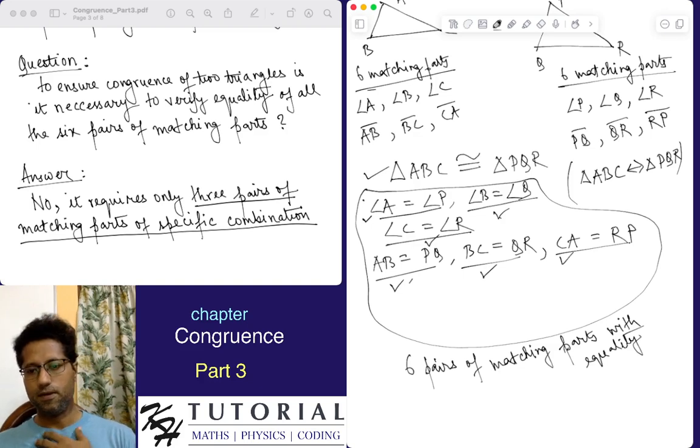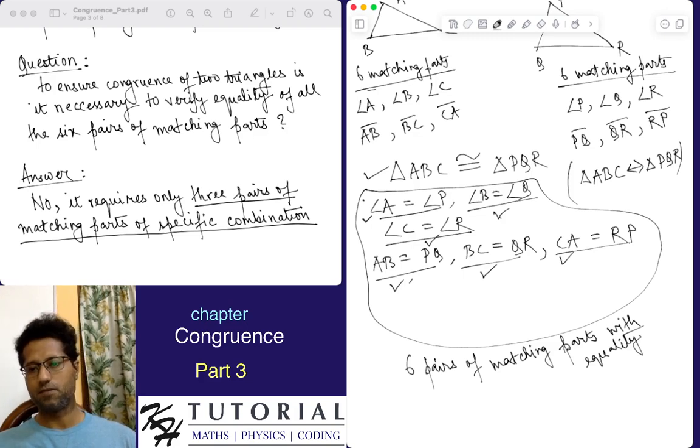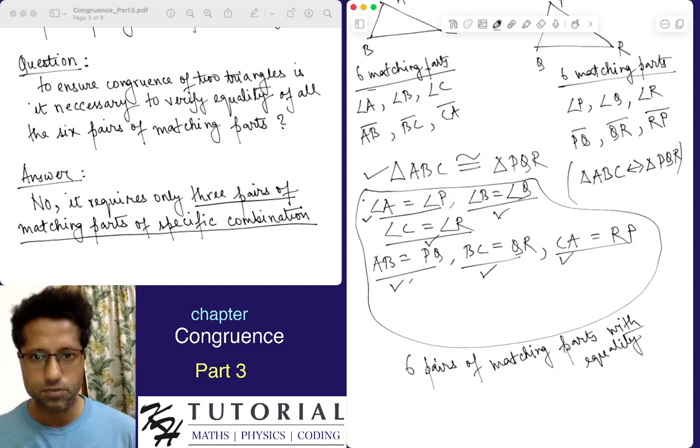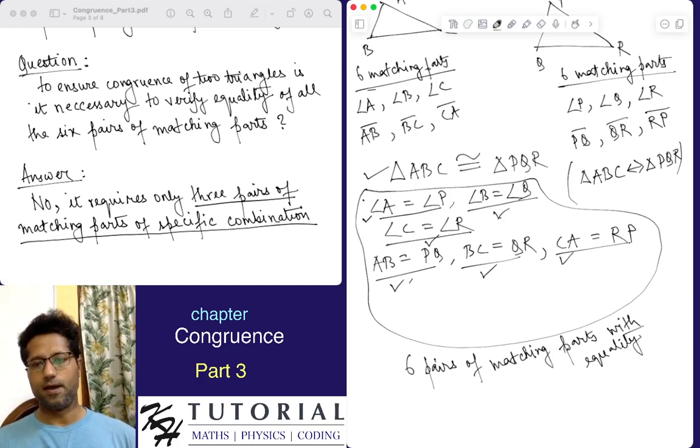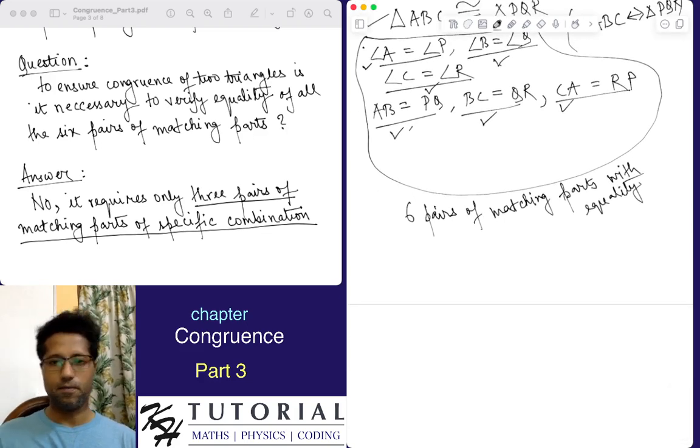If it's a matching pair of angles, then the 2 angles should be equal. That is, one angle is from triangle ABC and the other angle is from triangle PQR. Do we need to prove 6 pairs of matching parts with equality? The answer is no. After a lot of study, it has been found that it requires only 3 pairs of matching parts of a specific combination to prove the congruency of 2 triangles.